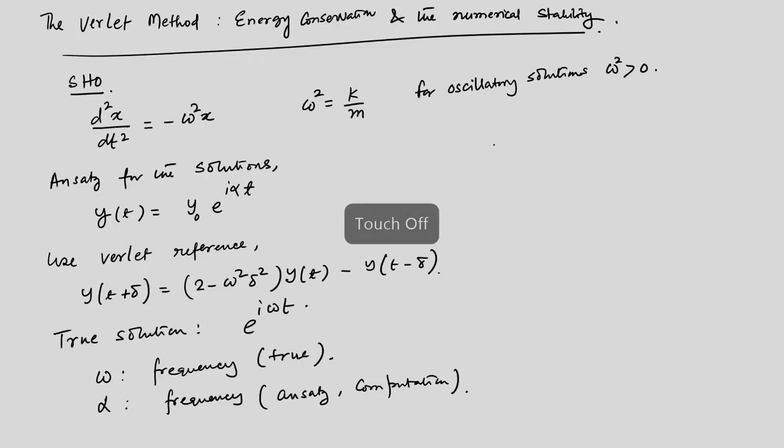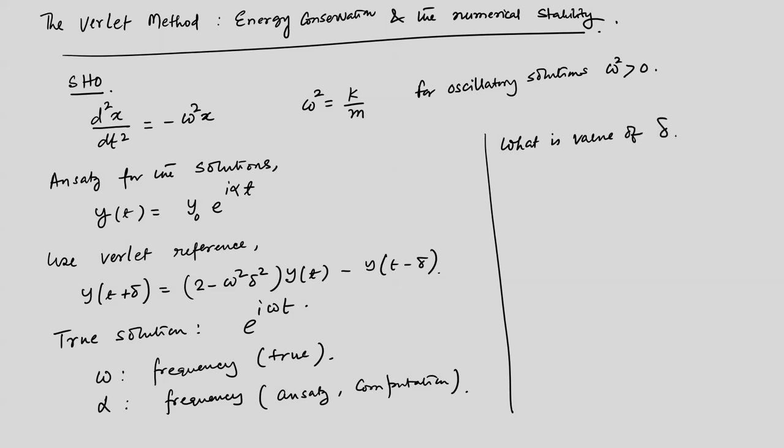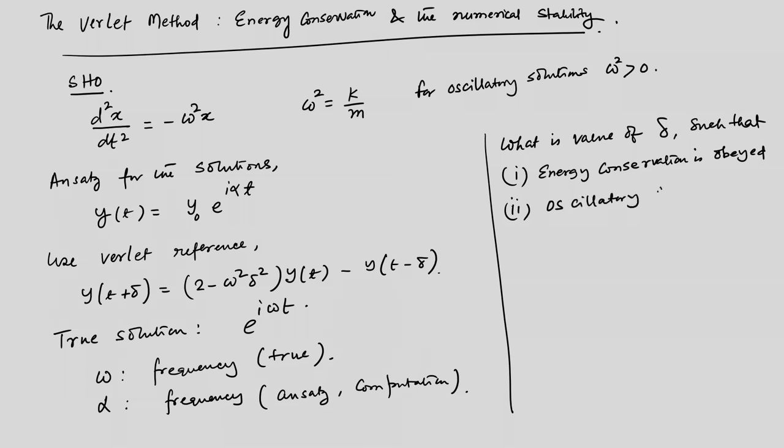So, this is important: there has to be a relation, and one has to really find it. We really need this for the value of delta such that A, energy conservation is obeyed, and B, one gets an oscillatory solution, with no unphysical states or unphysical solutions. So, let us see what is meant by that, and what it has to do with this value of alpha.